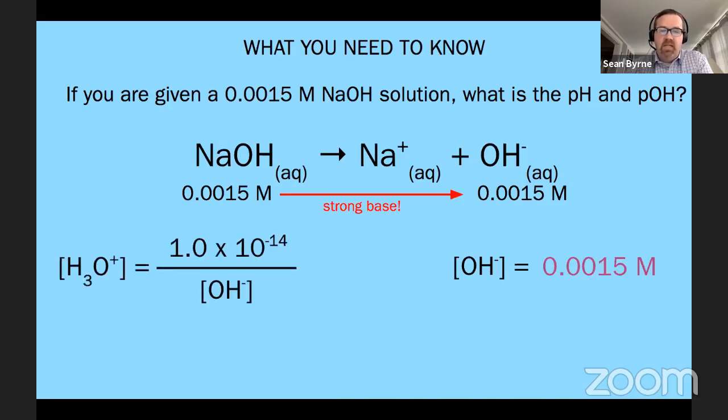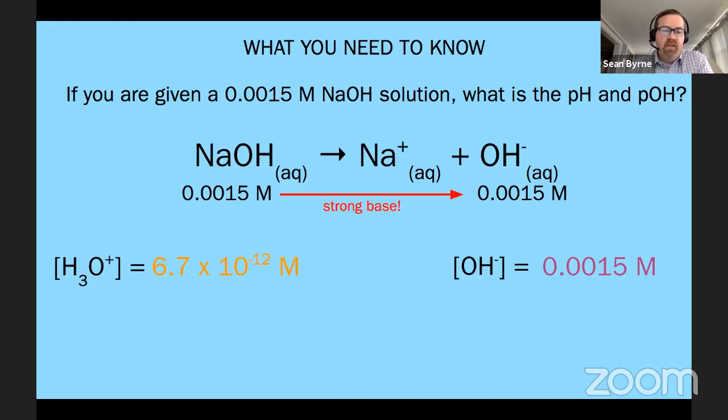Similar, but slightly different from what we did earlier, our concentration of hydroniums is 1.0 times 10 to the minus 14th divided by that hydroxide ion concentration. And so that's equal to 0.0015, giving us a hydronium ion concentration of 6.7 times 10 to the minus 12th.